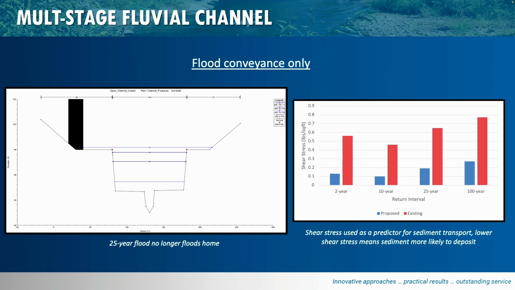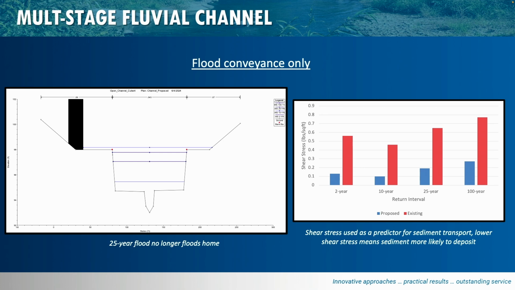Shear stress is the hydraulic constituent that forces sediment through the system, either along the bottom of the channel or keeps it suspended in the water column. You can see what the existing shear stresses are at the different return interval floods under existing conditions in red versus what it is in blue. And it's a great reduction in shear stress.